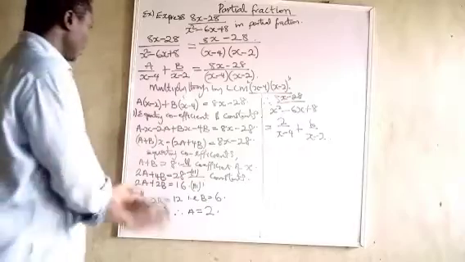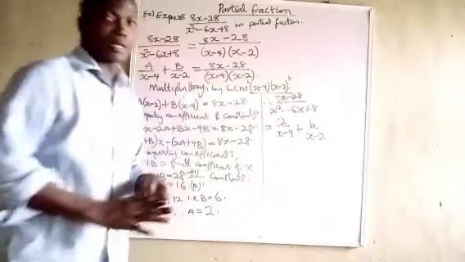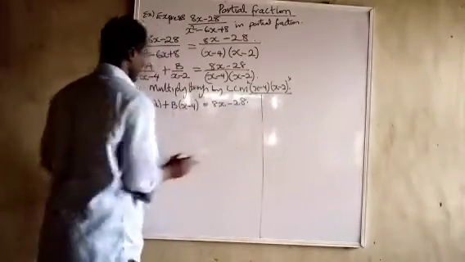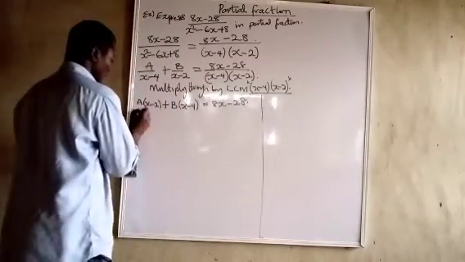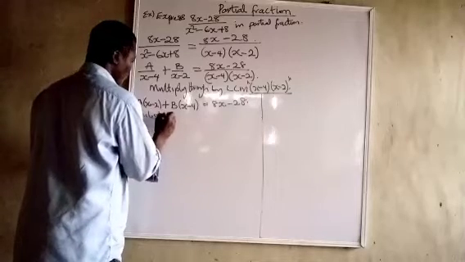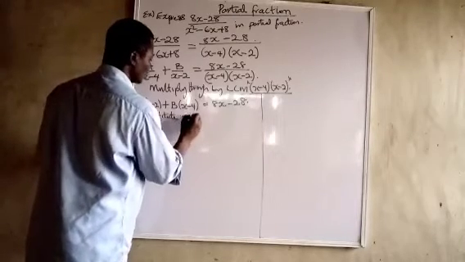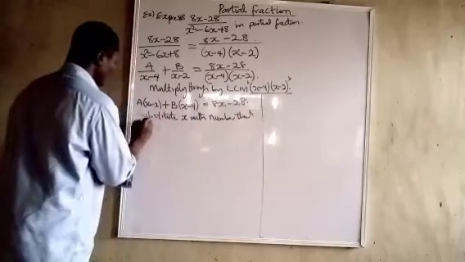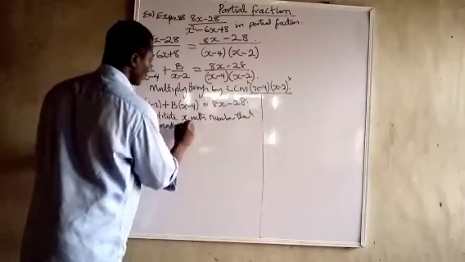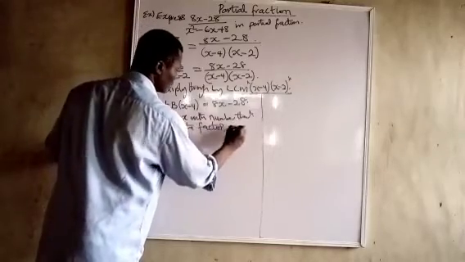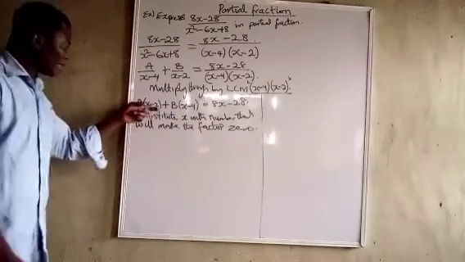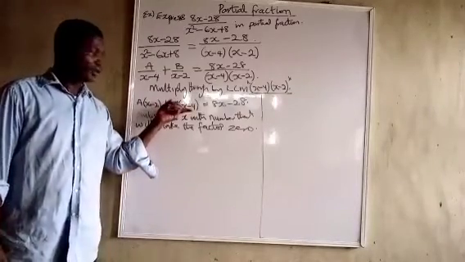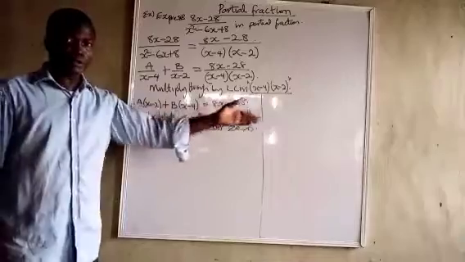Another way we can work it out, once you have gotten to this place, is to substitute x with numbers that will make the factors 0. You see what I mean? If we make x equal to 2, this factor here will be 0. If we make x equal to 4, it will make this factor 0. And when we substitute all through, we'll get our answer straight.